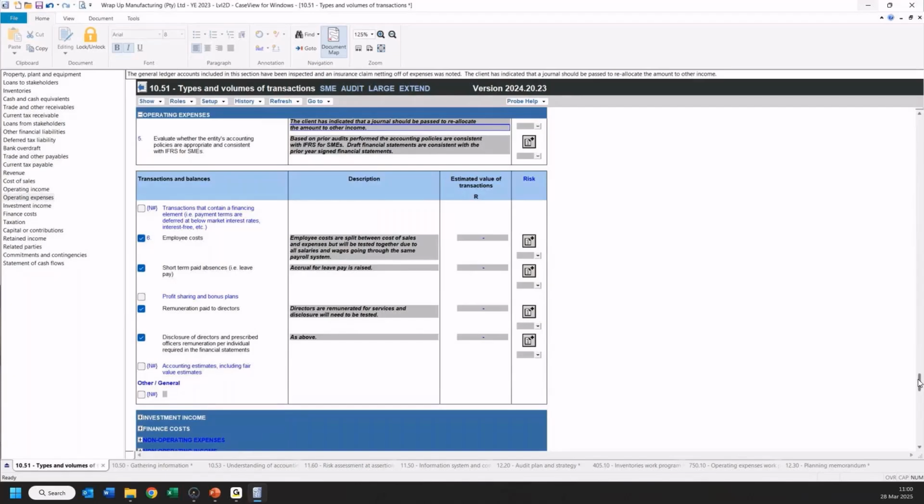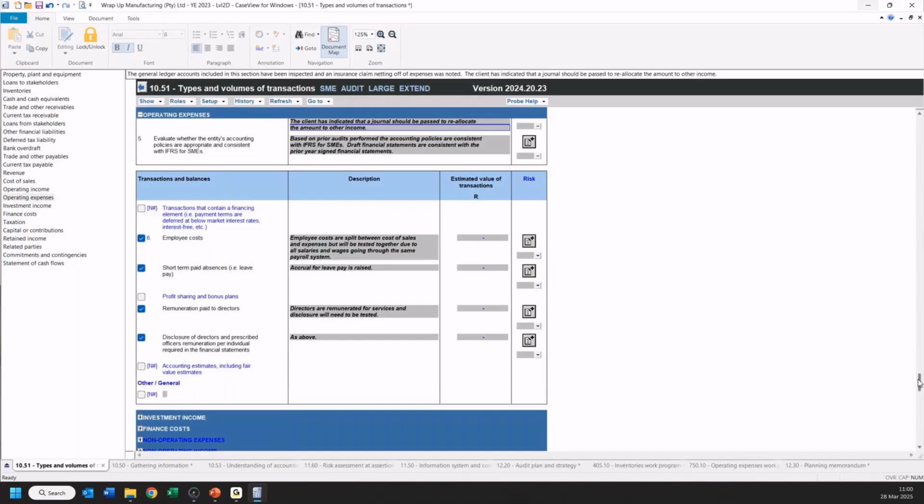Yes, there may be a part that gets reallocated to cost of sales as part of the production, but this is where we need to go and tick on the relevant parts about employee costs. So yes, we've got employee costs. Yes, there are accruals for leave pay, so we need to switch on the short-term payment, paid absences. There's no profit sharing or bonus plans here, so we didn't tick it on.